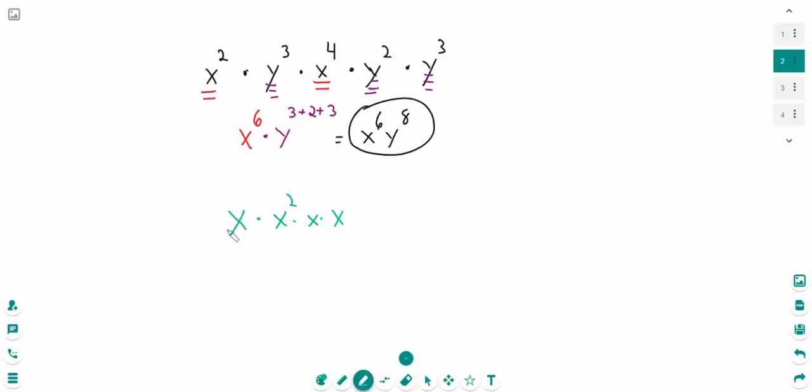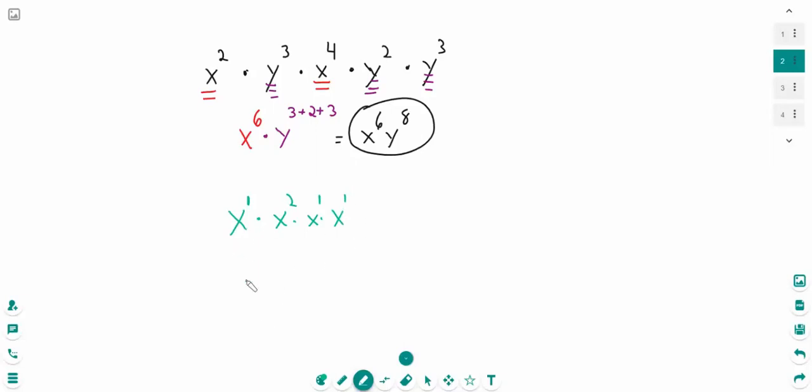Now, the question might become, what is the exponent for this x? I don't see anything up here. And like so many other things in math, if we don't see it, it is there, but it's an invisible 1. So an x by itself could also be written as x to the first power, meaning it's just being multiplied by itself once. It's just an x. So all of these here could be considered x to the first, right?